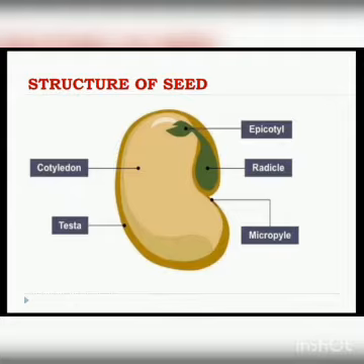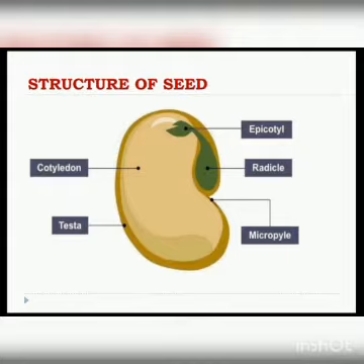A seed has three parts. One is the seed coat, second is the cotyledon, and third is the embryo. The first one is the seed coat. As the name indicates, it acts like a coat that we wear in the winter, which protects us from the cold weather. The same is the case with the seed coat.